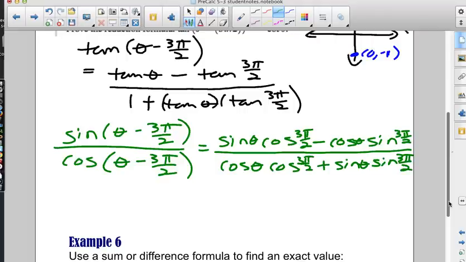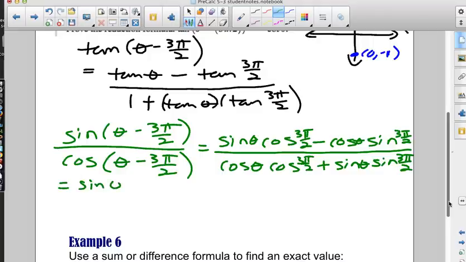Now, ask yourself, is this something we're going to be able to do? We couldn't do tangent because our tangent was undefined. Are we going to be able to find a cosine for 3 pi over 2? Are we going to be able to find a sine for 3 pi over 2? So that's what we need to do.